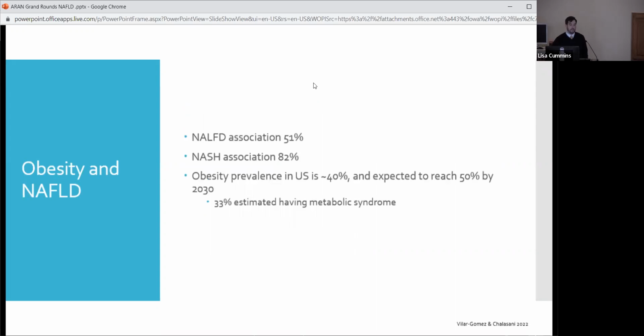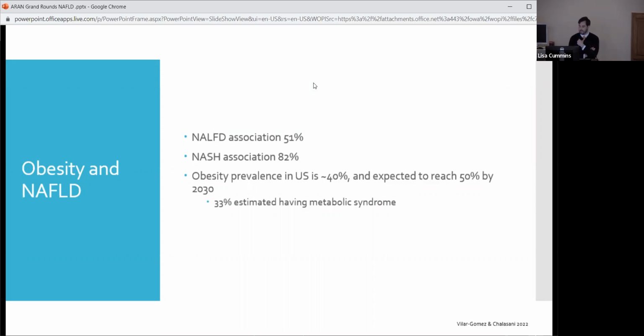All right, so obesity and fatty liver disease. NAFLD is associated with about 51% of patients with obesity. So if you're dealing with a patient with obesity, you really need to be looking at their liver also. People with NASH, 82% of them are also obese. When you start seeing obesity, I think we're very well trained to start looking for hypertension and diabetes, but I would recommend that we're also looking for liver injury and liver disease as well.